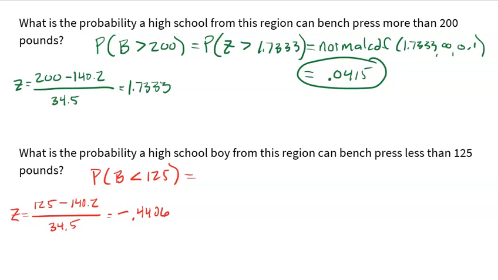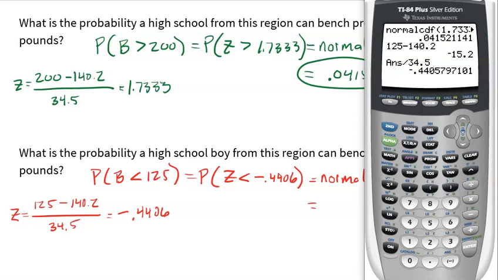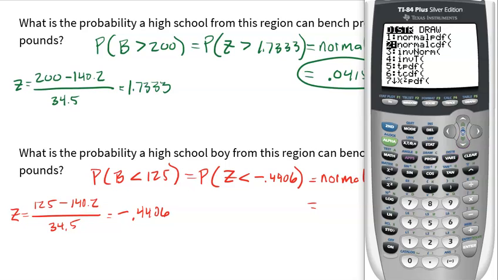So the probability that a bench press is less than 125 is equivalent to the z-score being less than negative 0.4406. That's going to be using normal CDF on my calculator. I'm going to go from a low of negative infinity because I'm looking lower, so I'm going to go way down to the z-score of negative 0.4406. Mean of 0, standard deviation of 1 for the generic normal model. Now I'm actually going to do that on my calculator here. And again, I hope you realize that this is actually pretty fast. If you know what you're doing, this goes really, really fast. So negative 99 is my negative infinity.